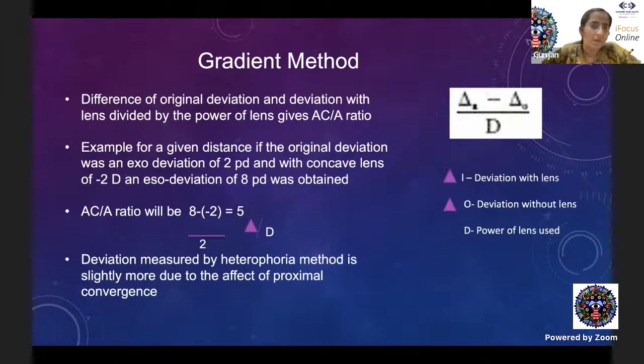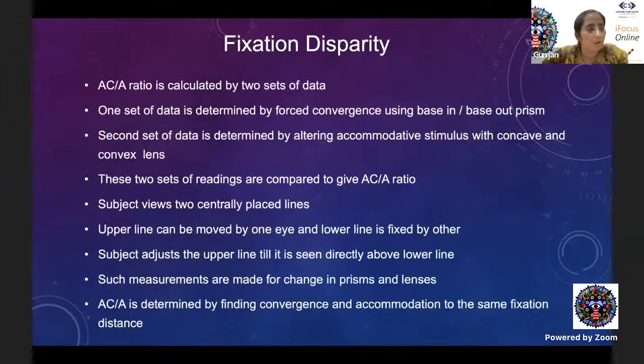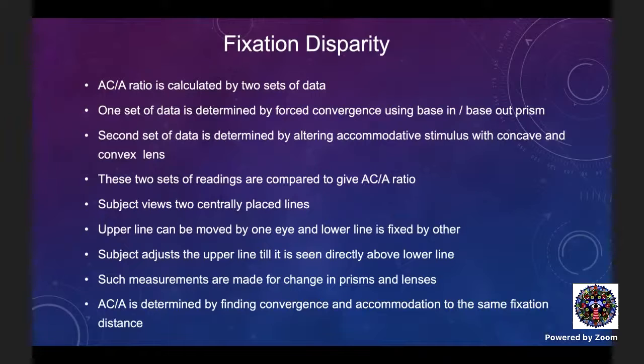Remember, the AC/A ratio measured by the heterophoria method is slightly more as compared to that of the gradient method, because in the heterophoria method you were taking the deviations for near also, and proximal convergence was coming into play.